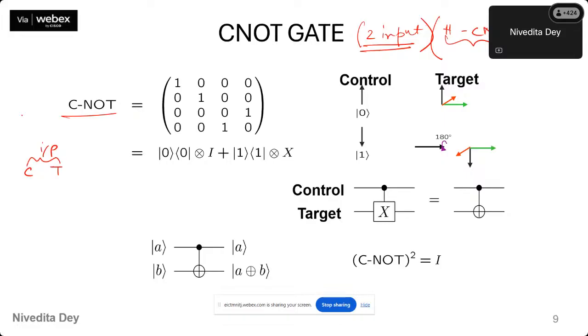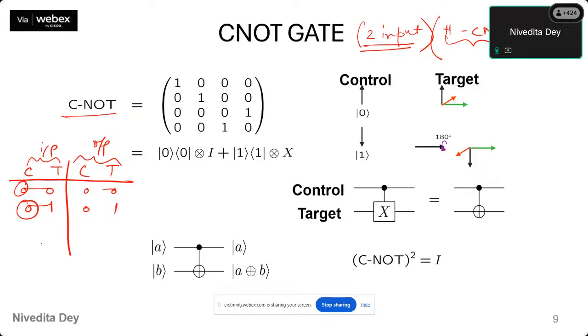So control and target as input, and control and target as output. A two-input, two-output gate. Now, if it is 0, 0, it will be nothing. If it is 0, 1, it will again be nothing. Why? Because my control is 0, so it need not do anything. But if my control is 1 and target is 0, then control will remain 1, but target will be flipped to 1.